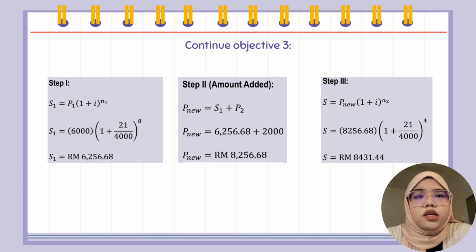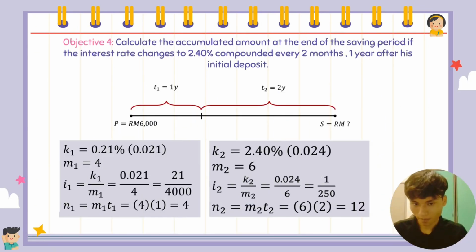Step 2, amount added. P new equal to S1 plus P2. P new equal to 6,256.68 plus 2,000. P new equal to 8,256 ringgit 68 cent. Step 3, S equal to P new in bracket 1 plus I to the power of N2. S equal to 8,256.68 in bracket 1 plus 21 over 4,000 to the power of 4. S equal to 8,431 ringgit 44 cent.